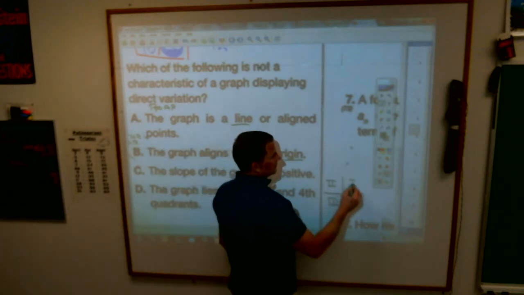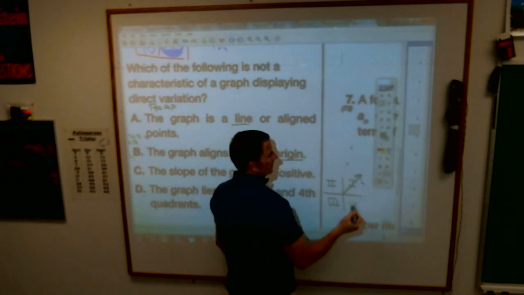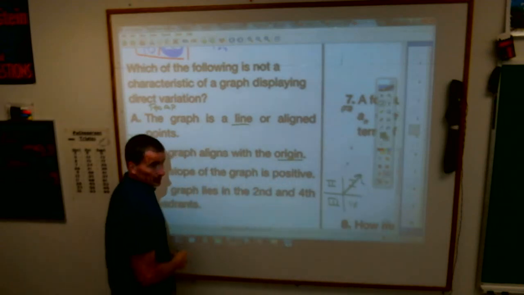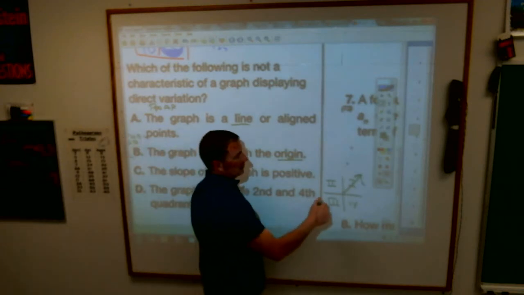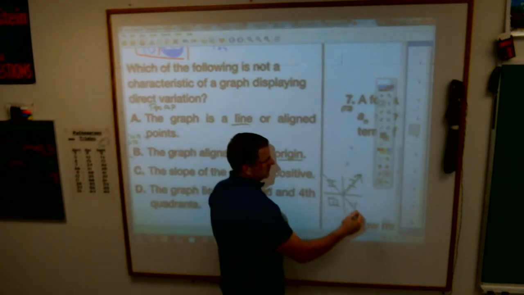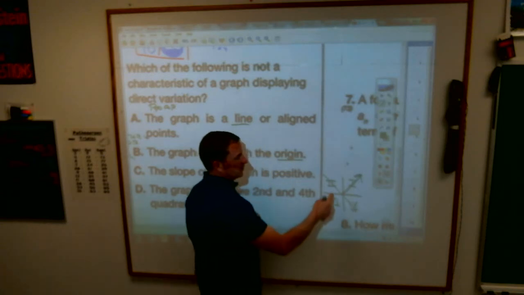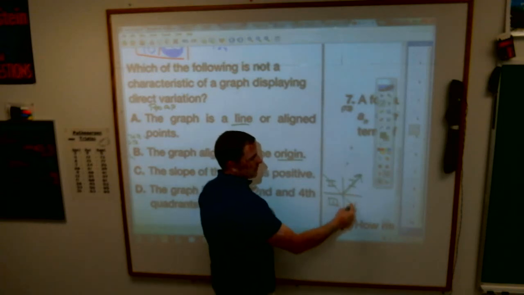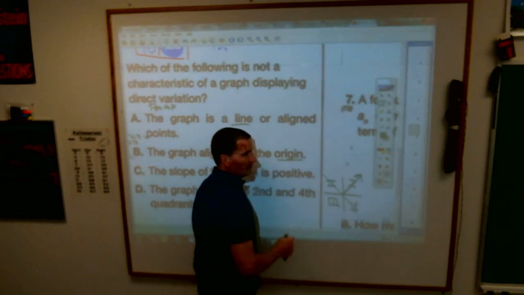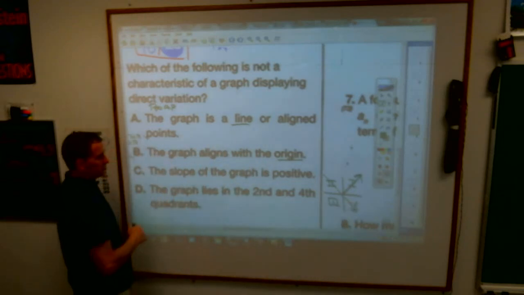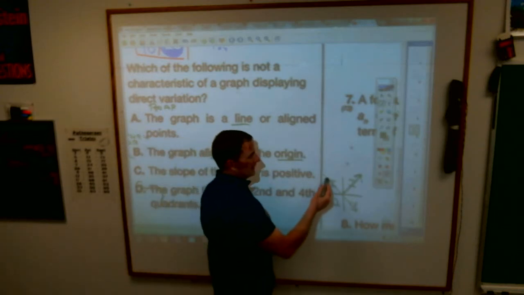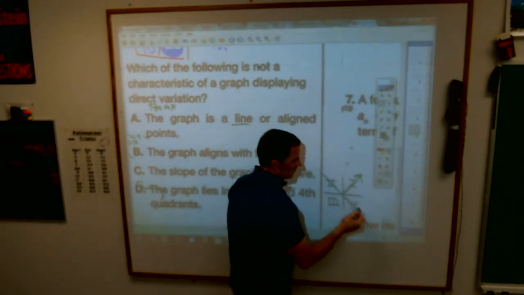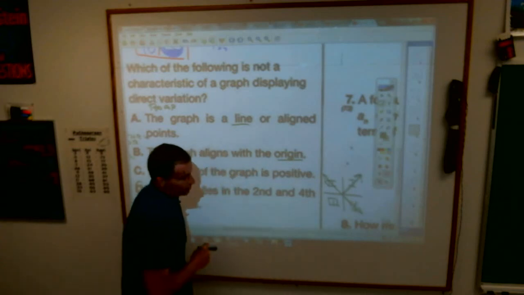Slope is positive means the line goes up. And like we said, direct variation, as one goes up, the other goes up. If the line goes through the second and the fourth quadrants, it has to go down, and that would be the opposite, because that would mean as x is going up, y is going down. Direct variation has to be as one goes up, the other one goes up. So this one here, you can't have. It can't go through those, because the only way to get something to go between the second and the fourth is for it to be going downhill with its slope.